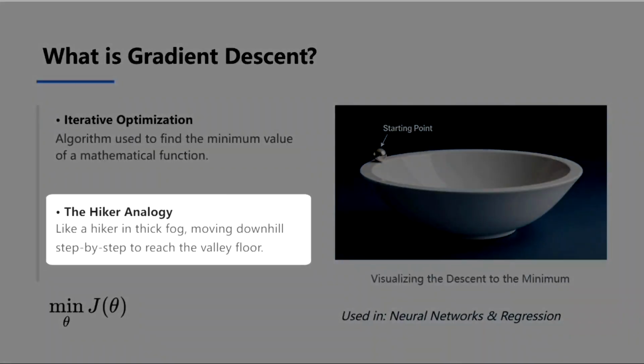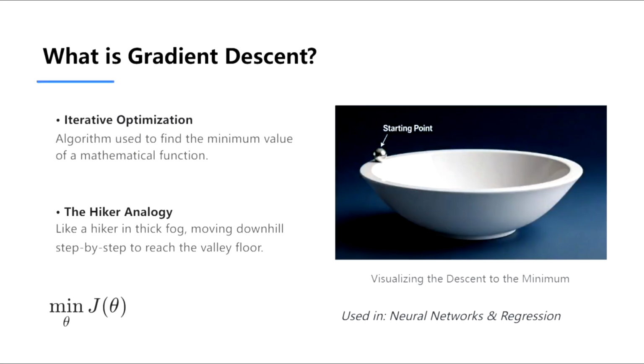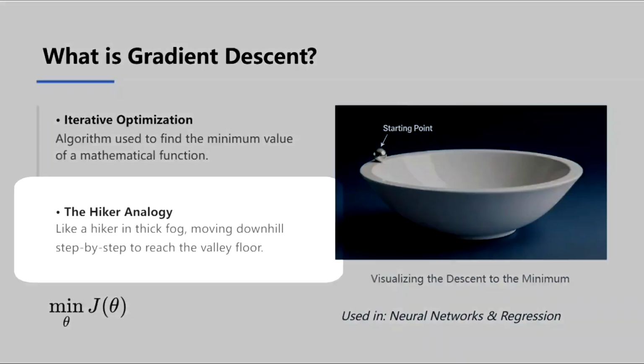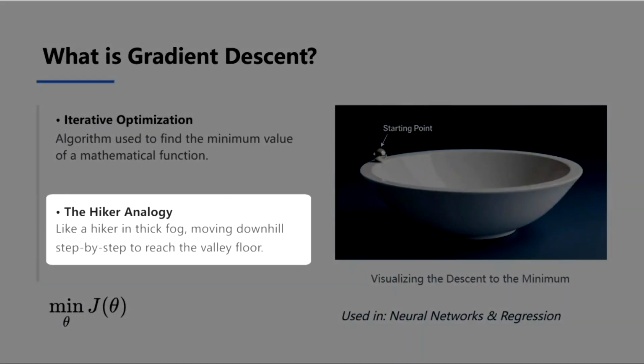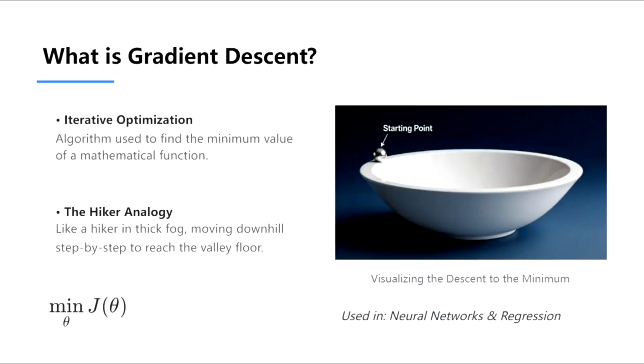To build some intuition, let's use the hiker analogy. Imagine you are standing on a mountain peak, surrounded by thick fog. You want to reach the valley at the bottom, but you can only see the ground beneath your feet. To get there, you'd feel the slope and take a step in the direction that goes down most steeply. You repeat this, step by step, until you can't go any lower.